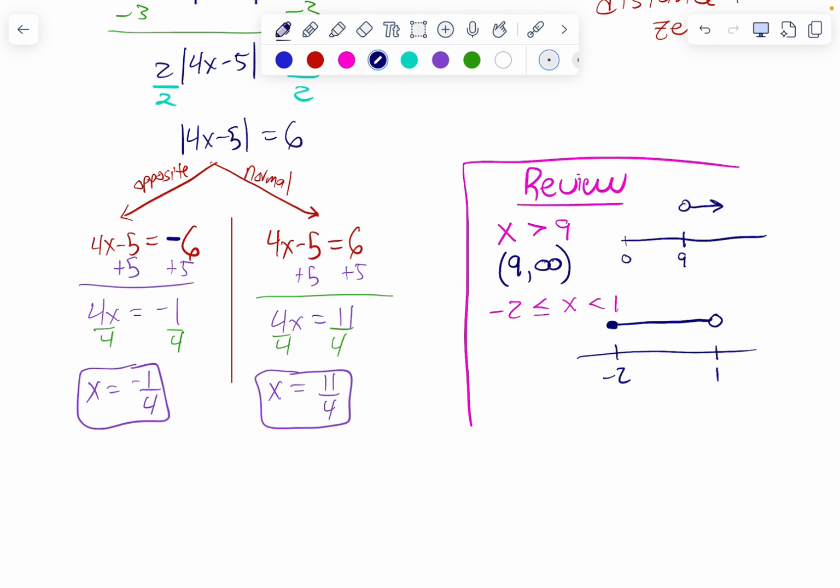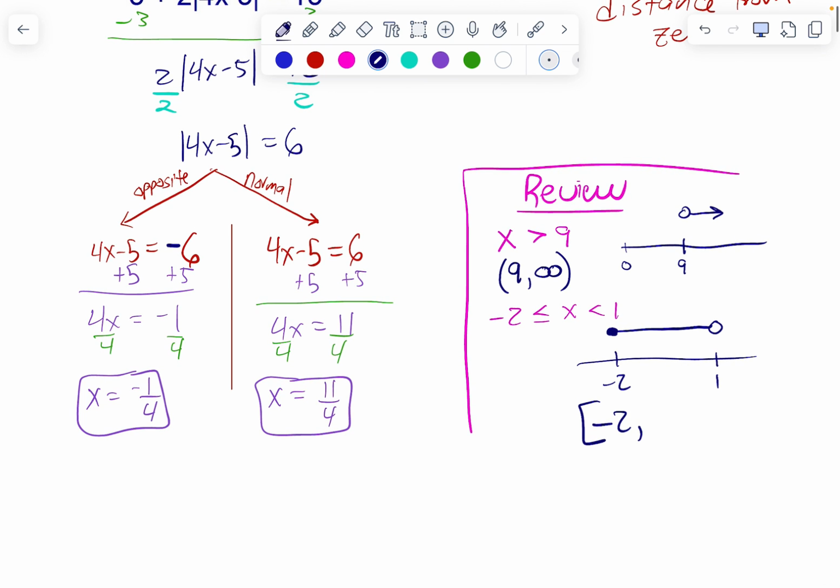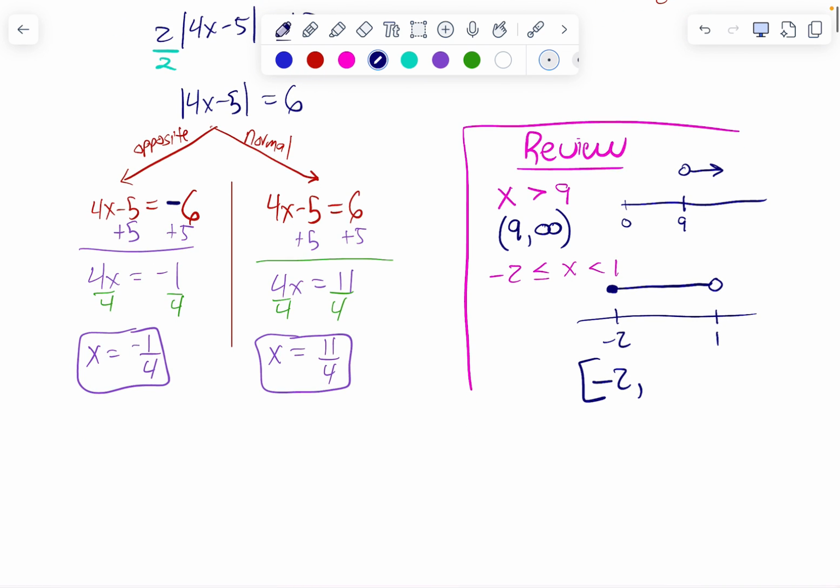Okay, down here, where is the next one starting? -2. Is that a bracket or a parenthesis? Bracket, since it's filled in, since it says it can be -2. And then comma, where are we going to? 1. To 1, bracket or parenthesis? Parenthesis. And remember, it was okay if brackets and parentheses were mixed. It's totally fine.